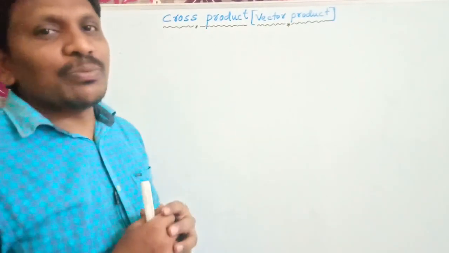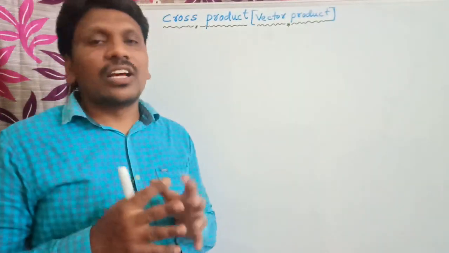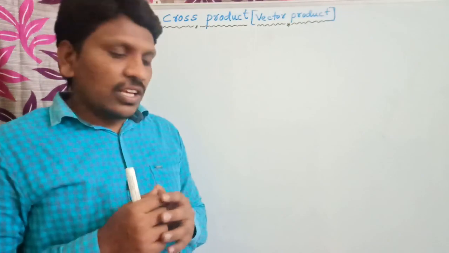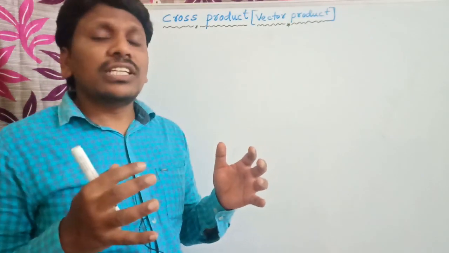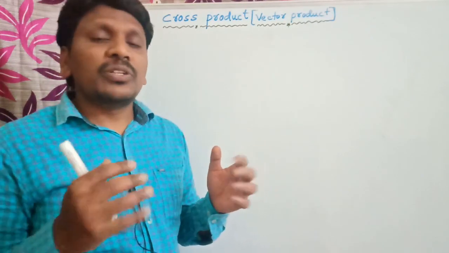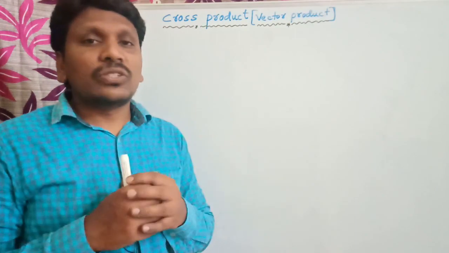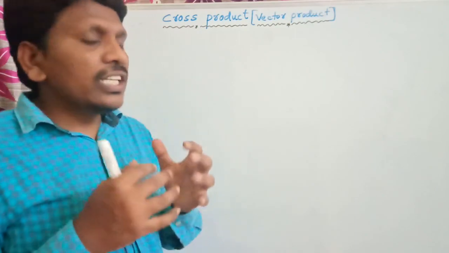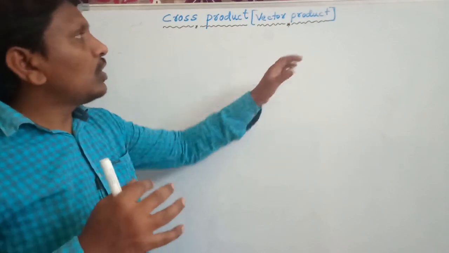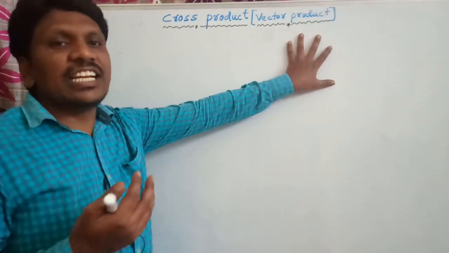Now I am going to explain the vector product, or cross product. In the last class we saw the dot product, the proof of the dot product, and we did many problems on it. So in this lecture we are going to see the vector product in detail.